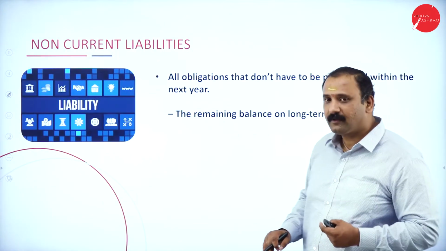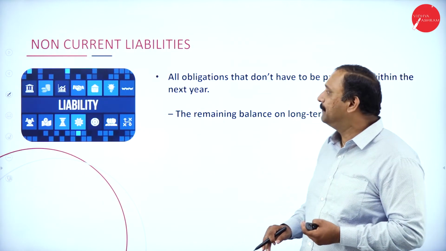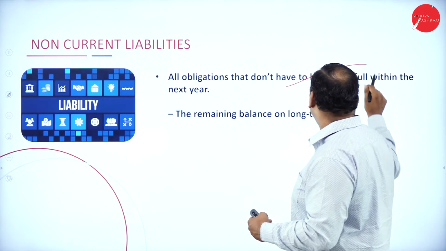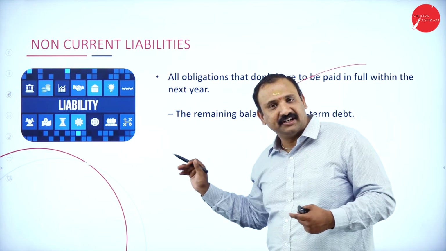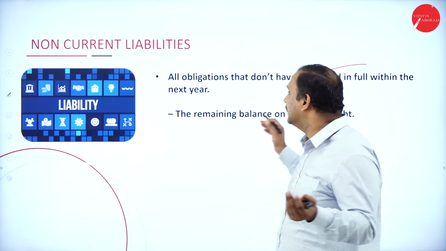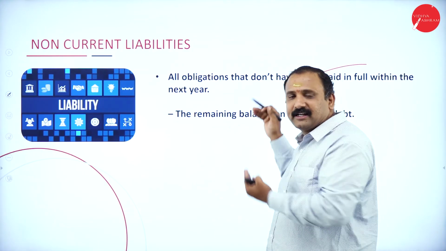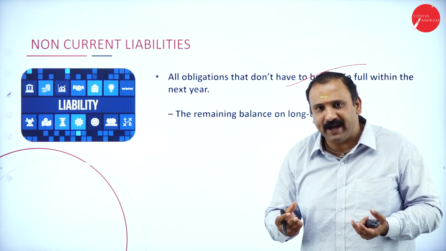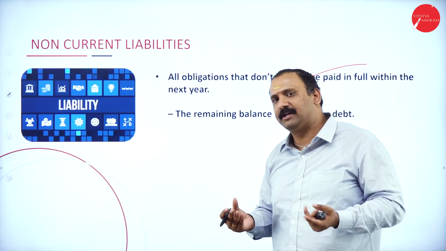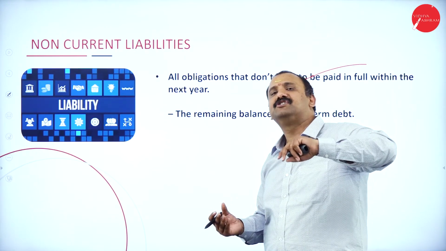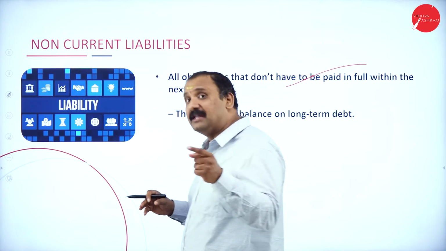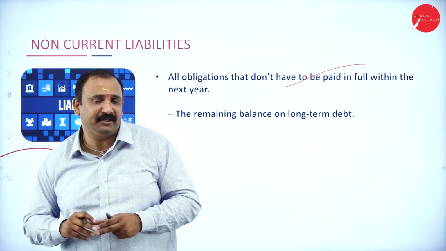Now, non-current liabilities. These are all obligations that don't have to be paid in full within the next year. So I don't have to pay it within the next year. Non-current liabilities are the ones where today I don't have to pay. I might not have to pay in 6 months or 1 year, but I have to pay it in 5 years or 10 years. So definitely non-current liability will have a long-term impact on the business.